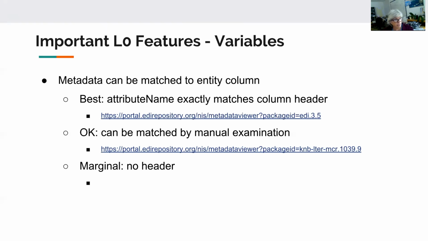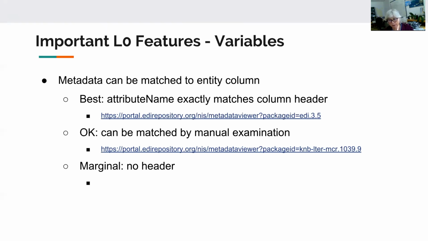So ideally, the attribute name exactly matches the column header. In some cases, we can match them by manual examination. Maybe the only difference is capitalization, or there's a couple of extra characters in the original that are not in the EML metadata. What really doesn't work is no header at all, because then we're relying simply on position and typing. Now, one thing I haven't talked about yet is some of these features can actually be checked.